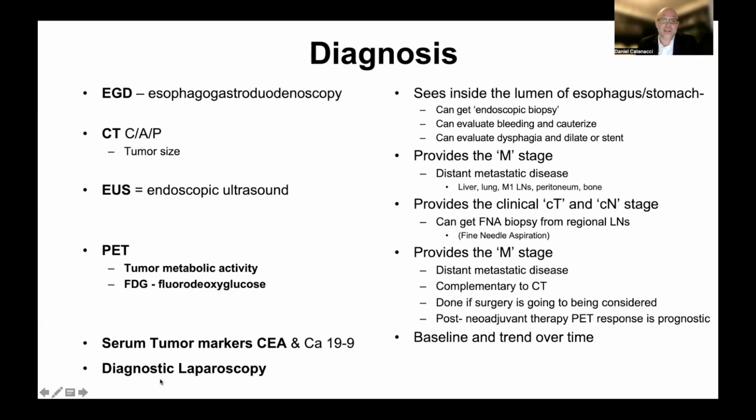And so a diagnostic laparoscopy is performed if all of these other tests are looking like it's just a primary tumor in the esophagus or G junction, excuse me, the G junction of the stomach. And just to confirm that it's not there, a diagnostic laparoscopy would be performed. And we'll talk about that in other videos.